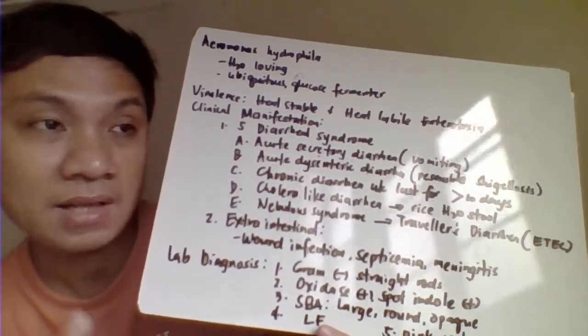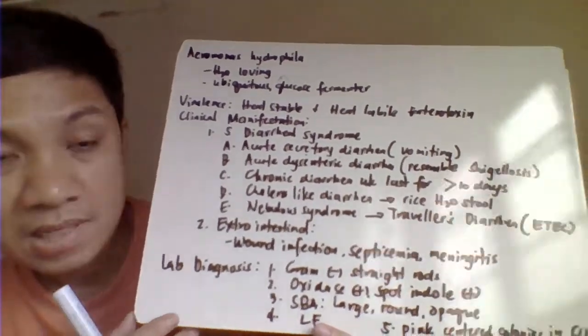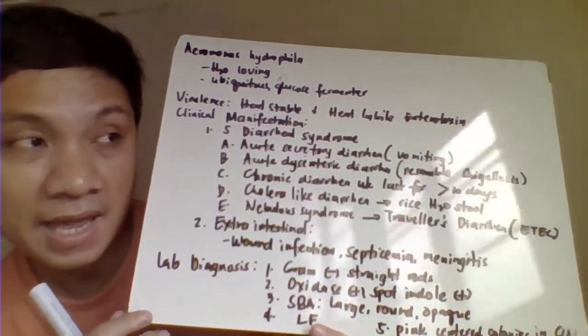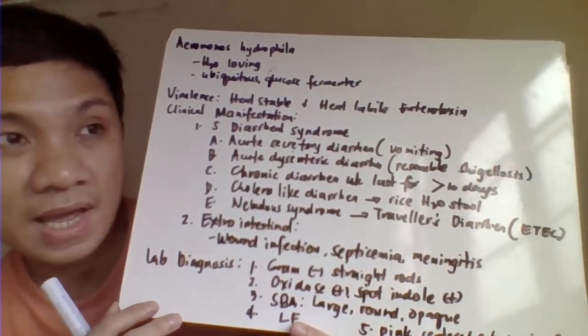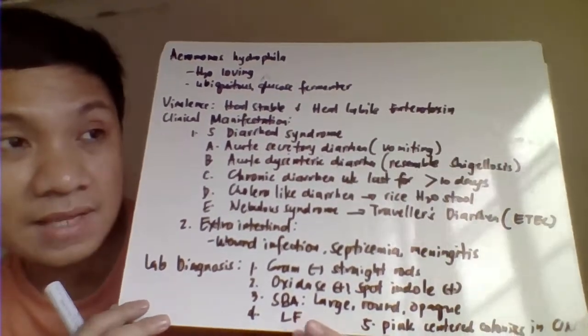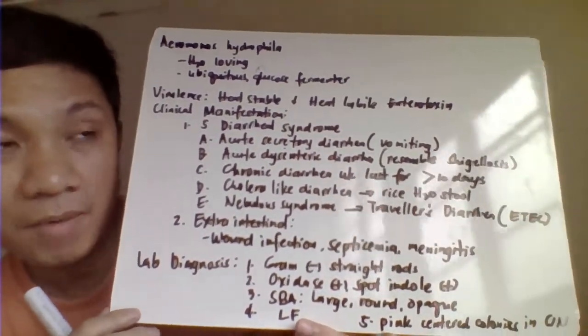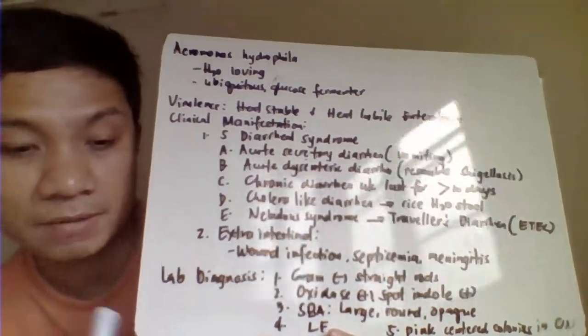But Aeromonas would be different from Vibrio. I mean, we're talking about this group of bacteria: Vibrio, Aeromonas, Plesiomonas, and Chromobacterium. It also grows in CIN, that's cefsulodin, irgasan, novobiocin. Okay, that would have a pink center in the colony.